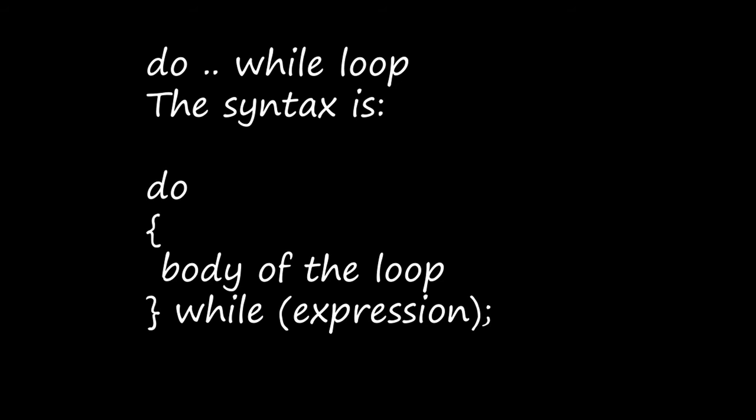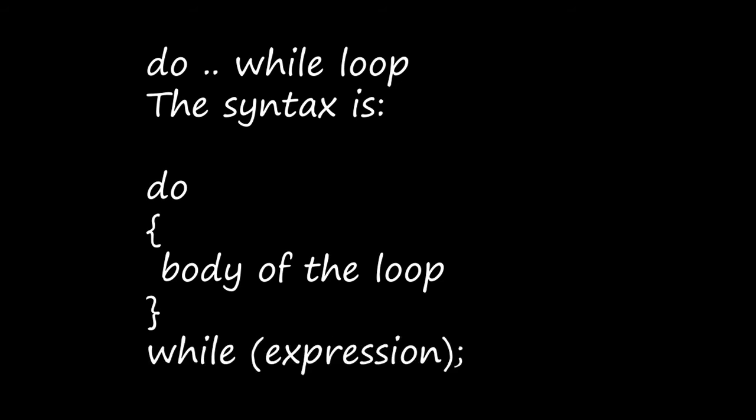So let's see the syntax for the do while loop first. The keyword do, then inside braces we have the body of the loop. After the statements, at last we have while, inside brackets the expression or condition, and that while line ends with a semicolon. Let's see an example for this do while loop.